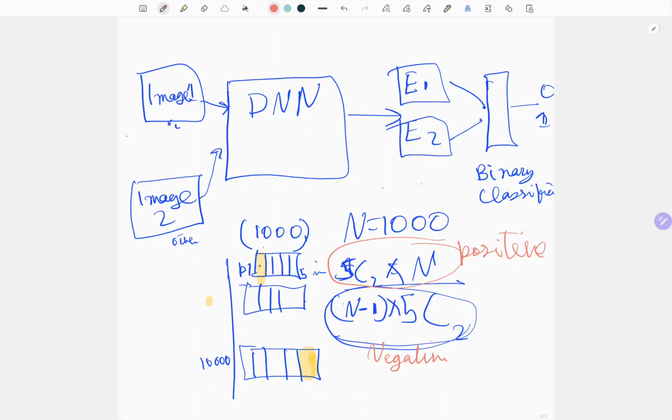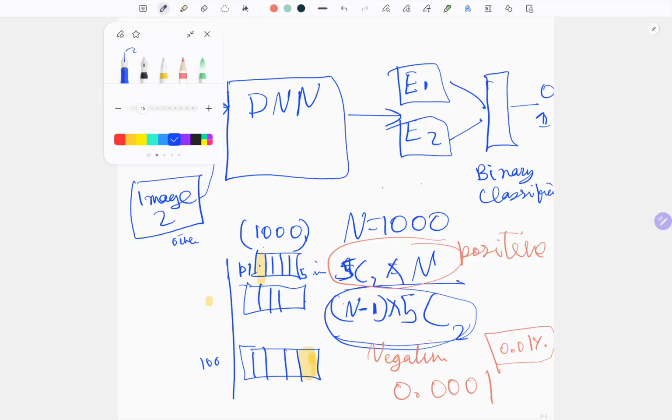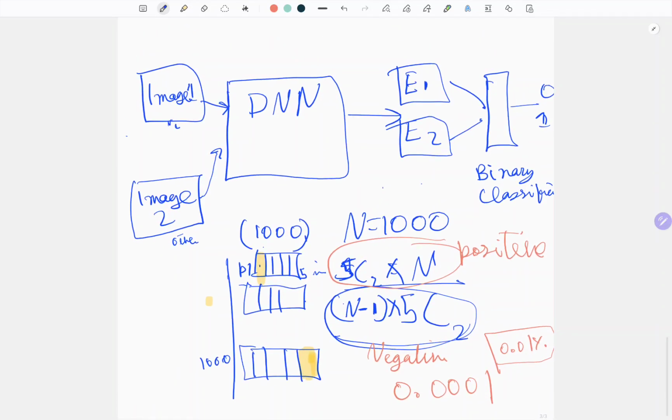So these numbers are very different, and the ratio will be very small, around 0.0001, which in percentage is about 0.01%. Only about 0.01% of the pairs will actually match. So with this kind of unbalanced data set, it will be very difficult to train a model with high accuracy.